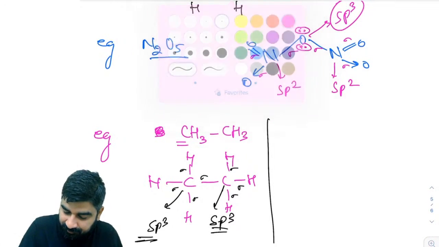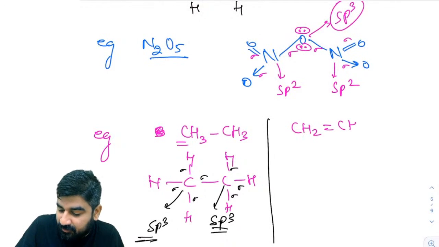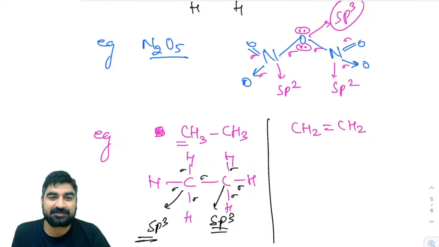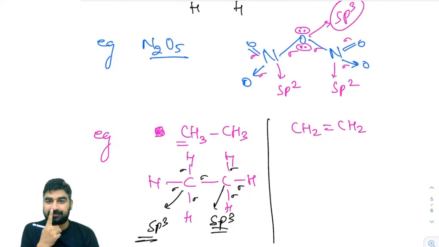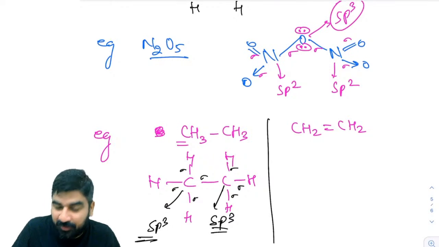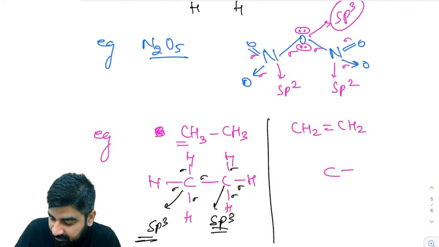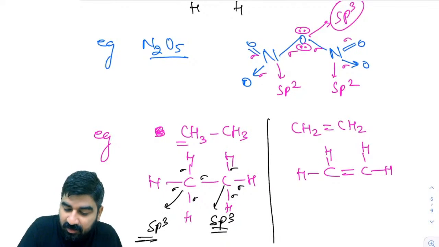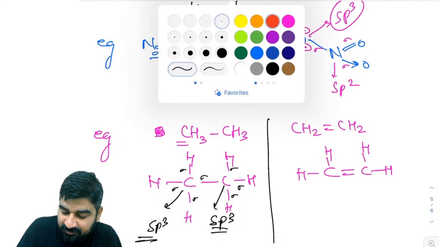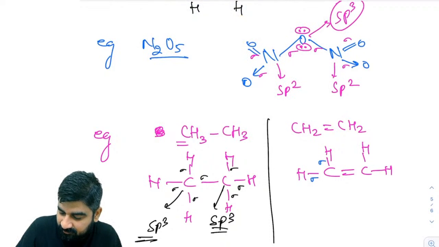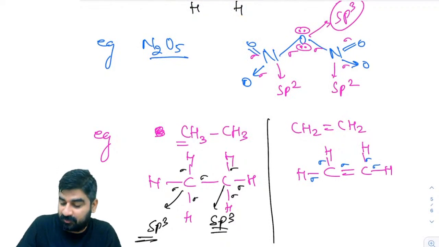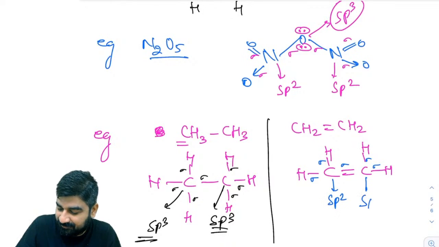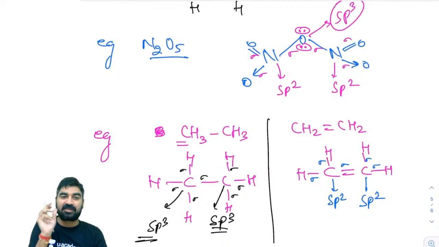So now let's start. If I'm asking you CH2, CH2, so how will you do it for CH2, CH2? I will also show you the structures of these ethane and ethene, but how will you do it? Now the way to do it is C, C, H, H. How many sigma bonds are there? So we have here 3 sigma bonds. Got it, guys? Just count the sigma bonds.